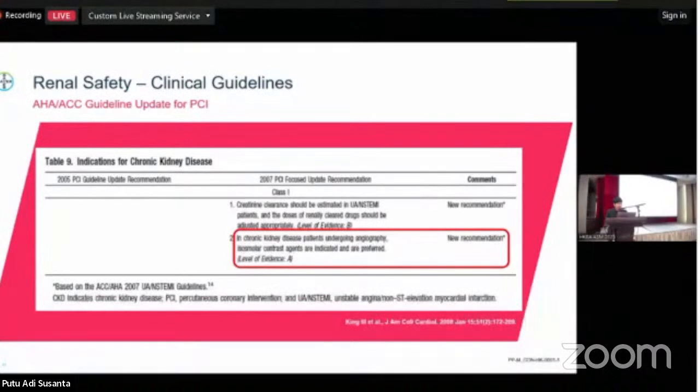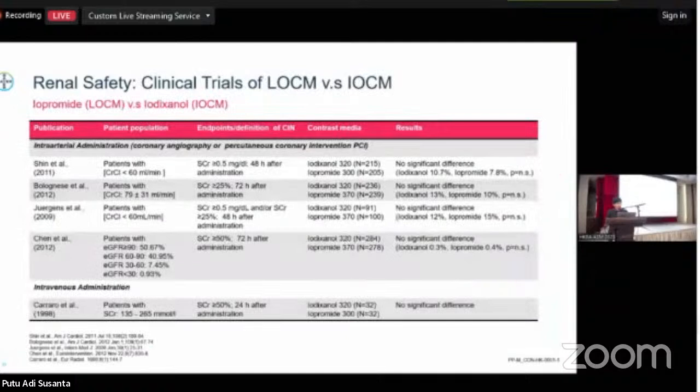In 2007, the American PCI guideline for CKD patients receiving angiography had a recommendation preferring iso-osmolar contrast media based on the previous evidence. However, if you look at the further references in the guideline for the previous studies comparing iso-osmolar contrast media and low-osmolar contrast media on renal safety, most of the low-osmolar contrast media used in the studies are ioxaglate or another low-osmolar contrast media, iohexol, which is Omnipaque. But there are more and more clinical studies comparing different low-osmolar contrast media with iodixanol.